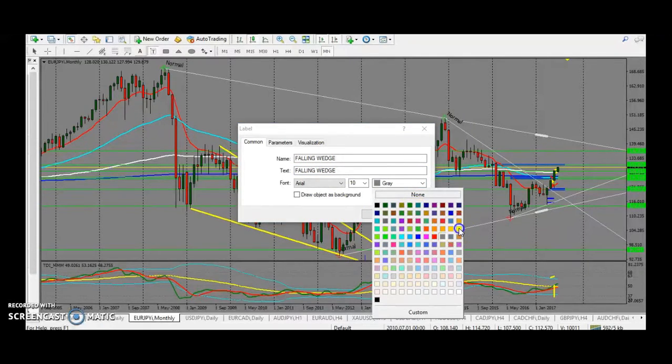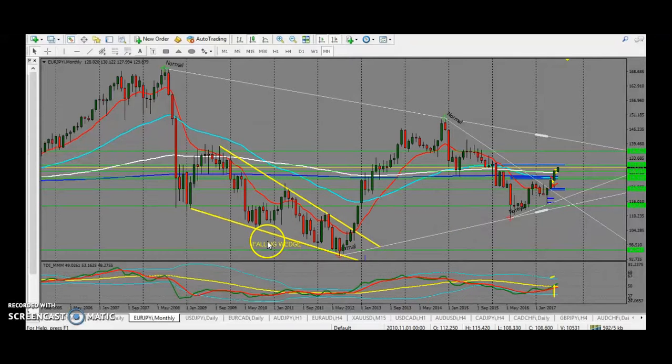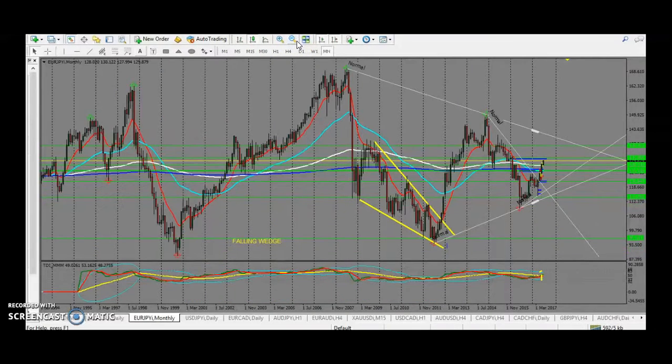Of course, we wanted some light color so we can see it. Okay, yeah, that right there is a falling wedge. So it came in a downtrend and then it peaked down here. So what you could have done is tried to highlight the important areas.